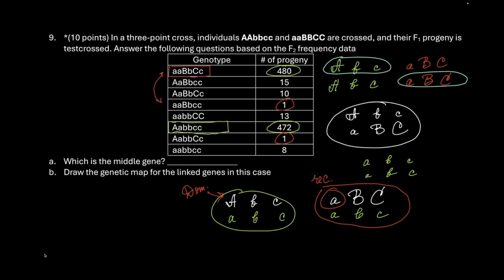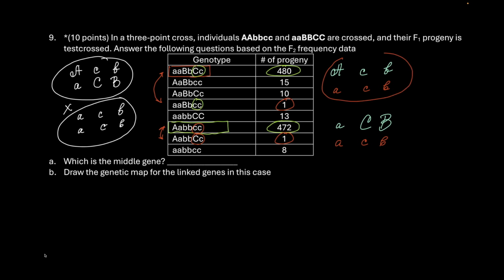C is different. These two are twins except for C. A and B are the same, C flipped. A and B are the same, C. That tells me that the middle gene is C. Since the middle gene is C, I'm going to mirror image what I already have. These are my majority cases with no crossover.